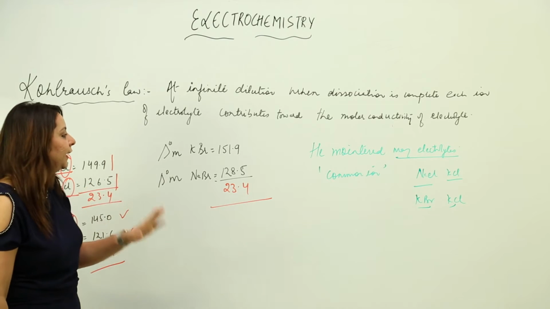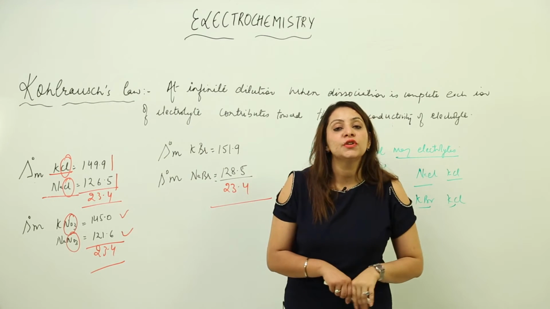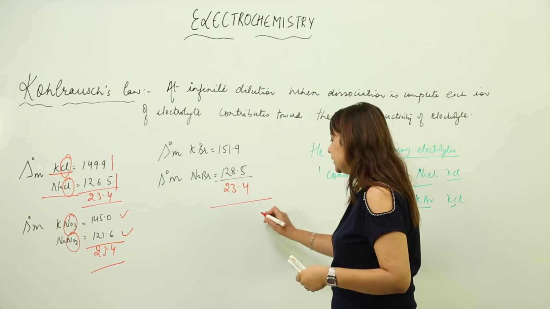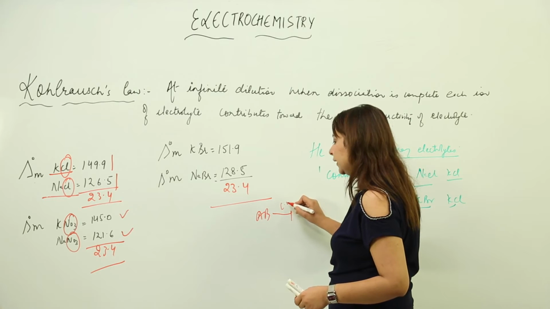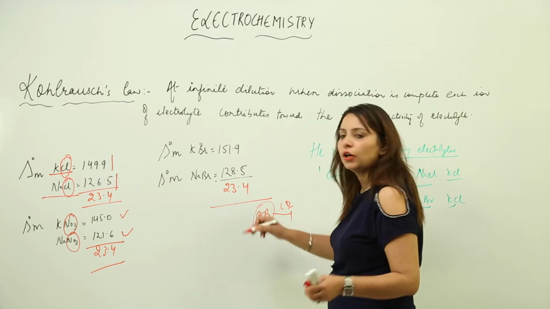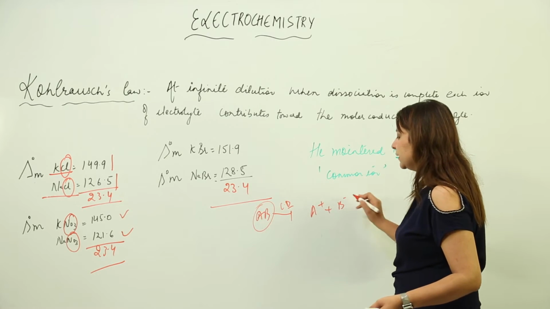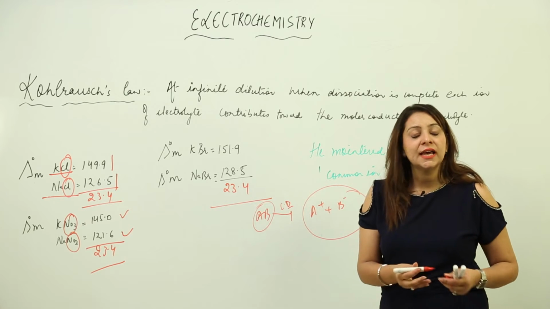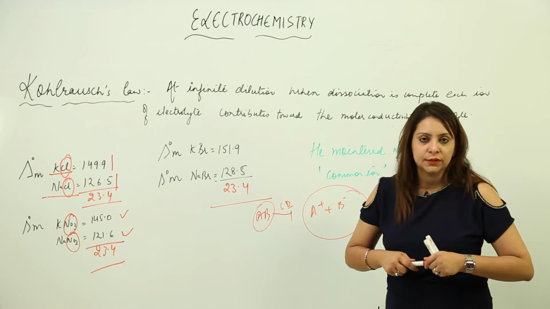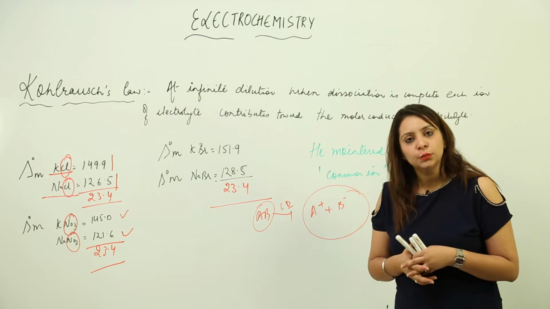And one more thing you need to remember here: if we talk about any electrolyte which completely dissociates, suppose I take the example of AB. If it is a strong electrolyte, it will completely dissociate. Any salt or any electrolyte in general will completely dissociate. So in this case, the positive and negative ions have an equal contribution toward molar conductivity. They have an equal contribution towards molar conductivity.